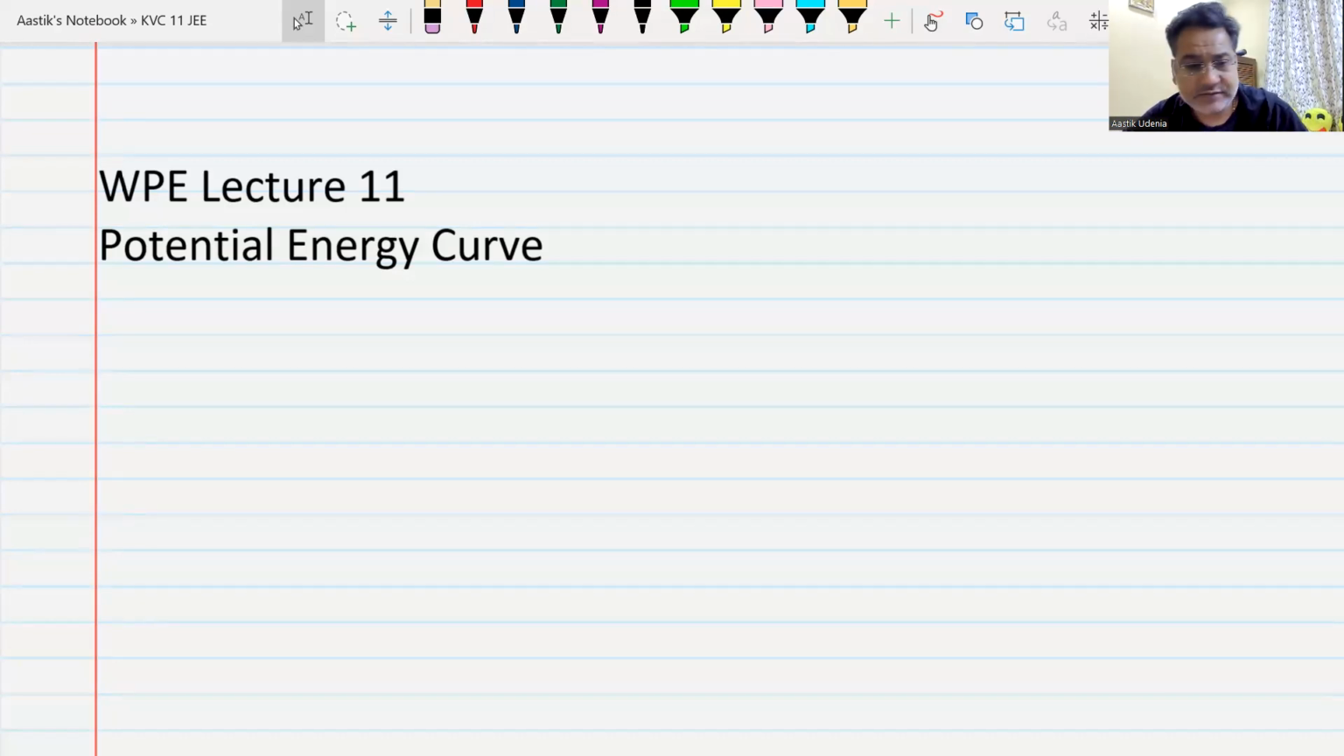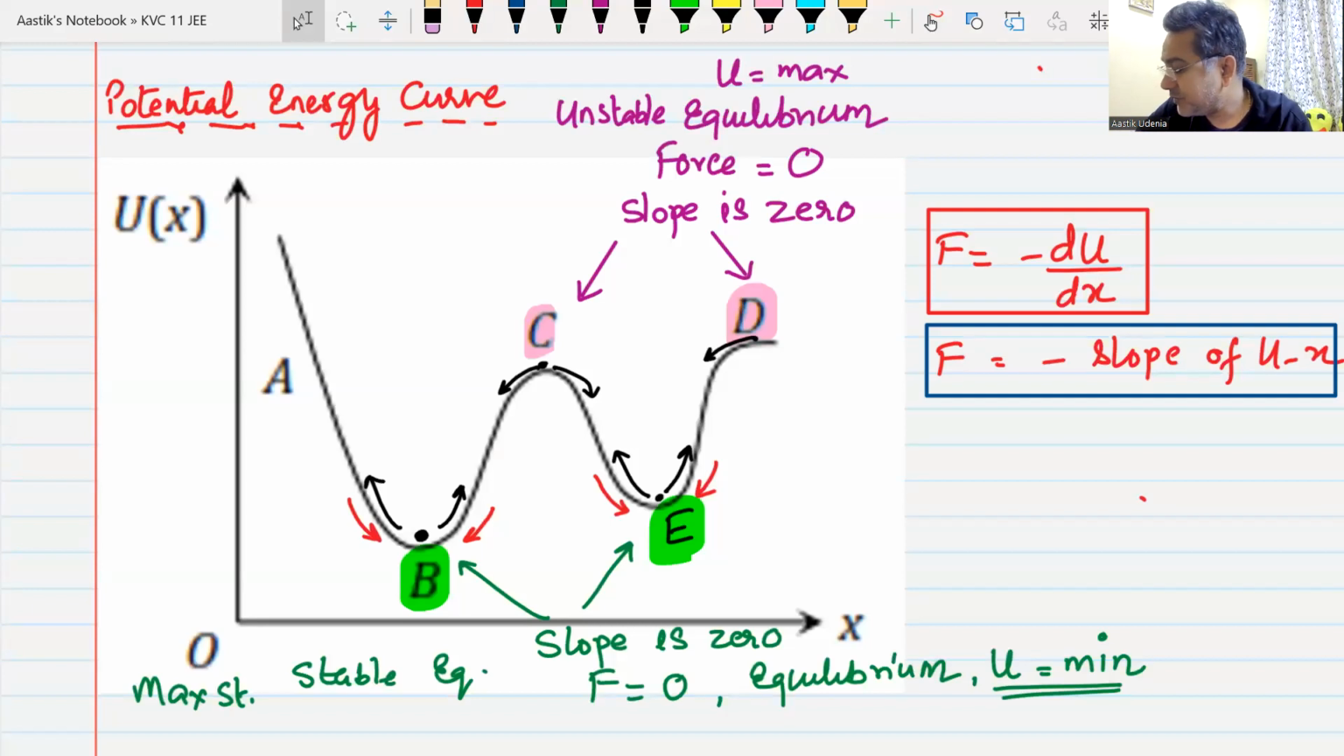This is lecture number 11 in potential energy, and we are dealing with the potential energy curve. In the last class, we had seen this potential energy curve, and we had seen what happens at different points. We have seen what happens at point C, D. We have seen what happens at point B and E. Do we remember this? Yes or no?